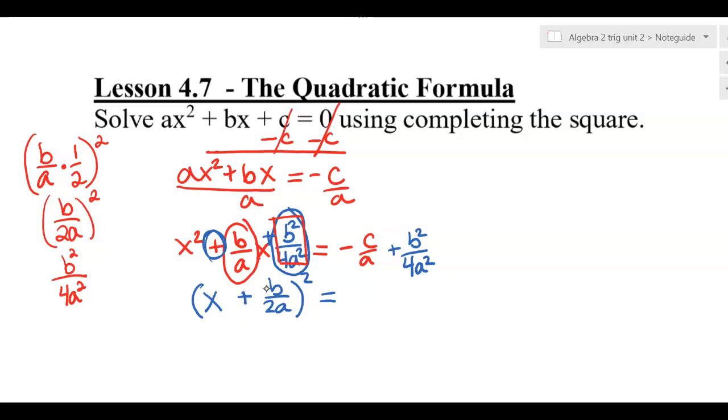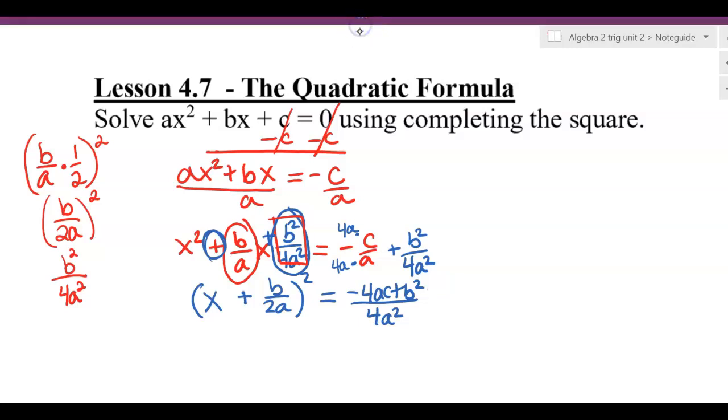Okay. And on the right side, I just want to combine everything into one fraction so it's not separated. So I'm going to make a common denominator. And basically, that means I need to multiply the denominator of this fraction by 4a. So it'll look like 4a squared just like the other fraction does. Right? Looking great, right? It actually does. It's so amazing.